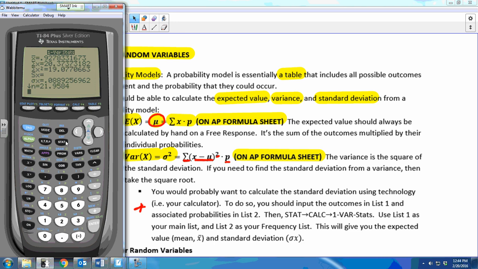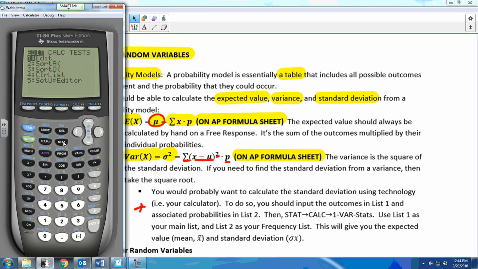go to your lists, so stat edit. You'll have some stuff in list 1 and some stuff in list 2. All right, these are just arbitrary numbers that are in here for some other reason, so that's not really important right now. But you have something in list 1, something in list 2. List 1 should be all of your outcomes. So let's say it's like your winnings in a carnival game. And list 2 should be the probability they occur.